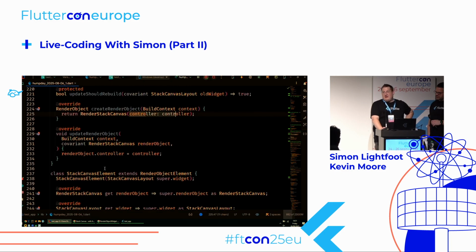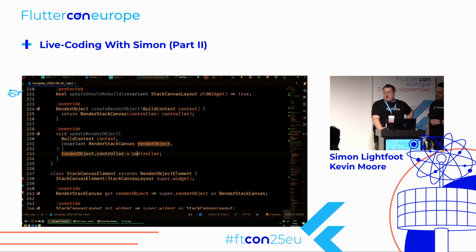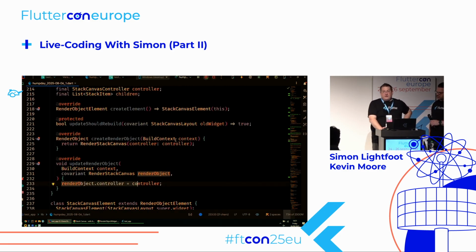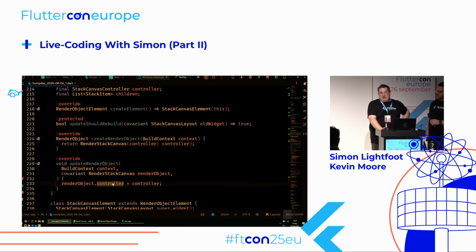We also then want to have an update. This way, if this widget is recreated at the widget level with a different controller, it gets set on our render object. To be clear, the elements and the render objects persist when your widgets may not. So in this case, if we didn't do this function here, it would still have the old controller. And it keeps the render object attached even if the widget changes, right?